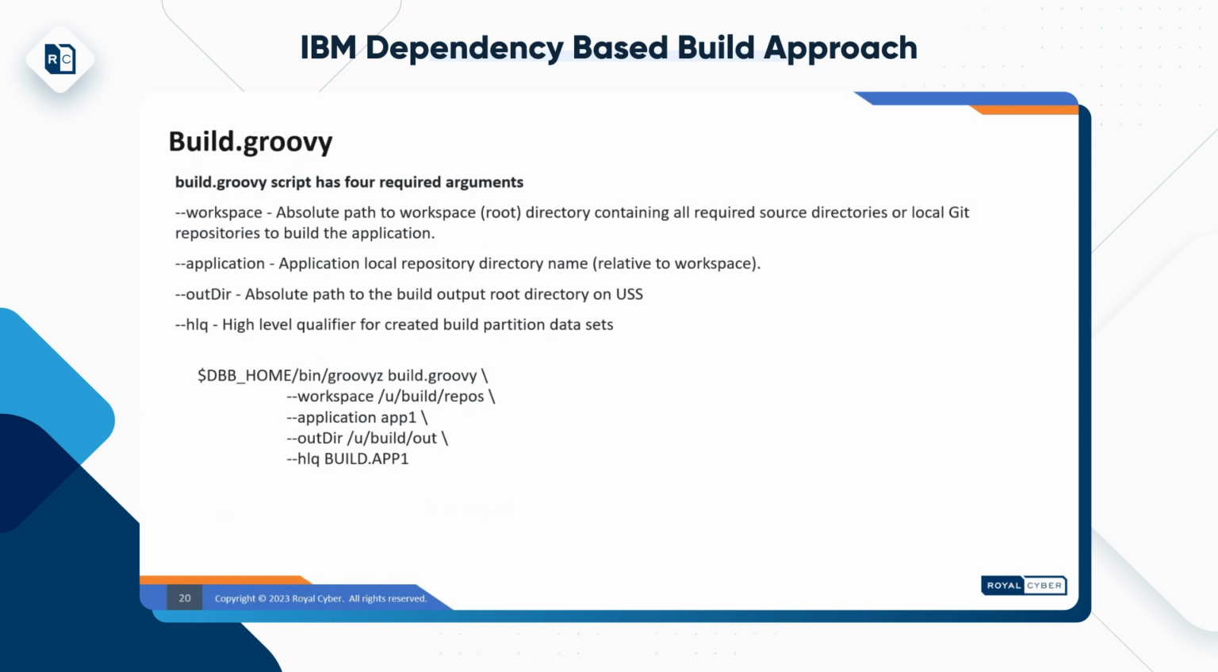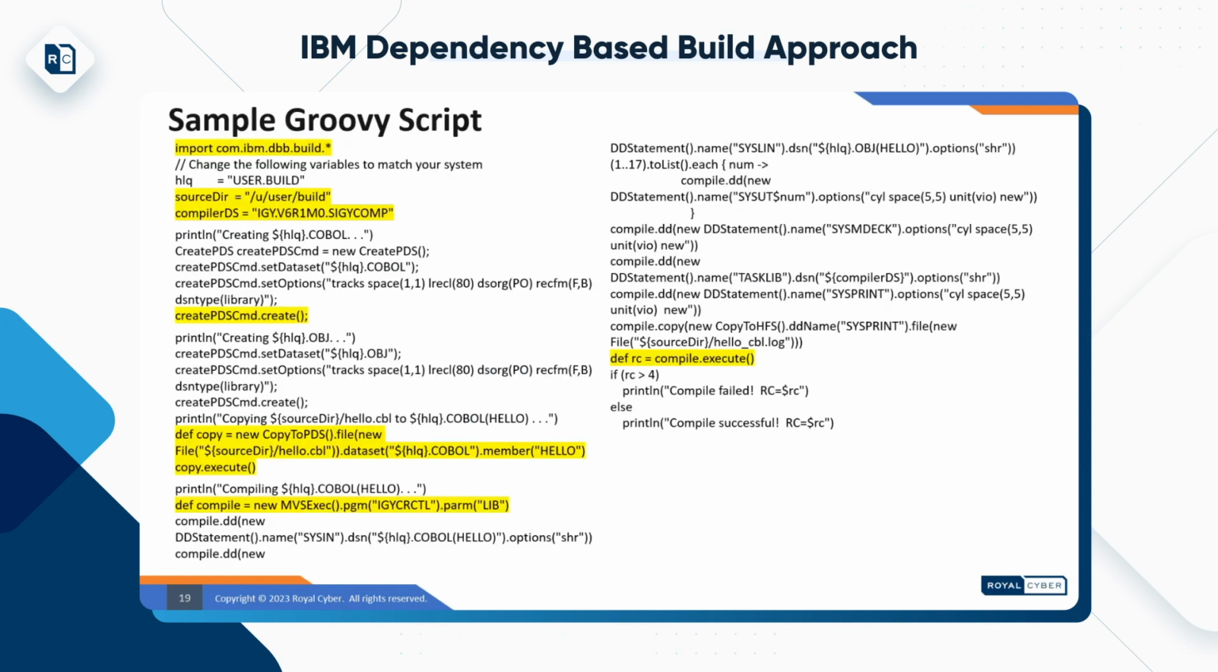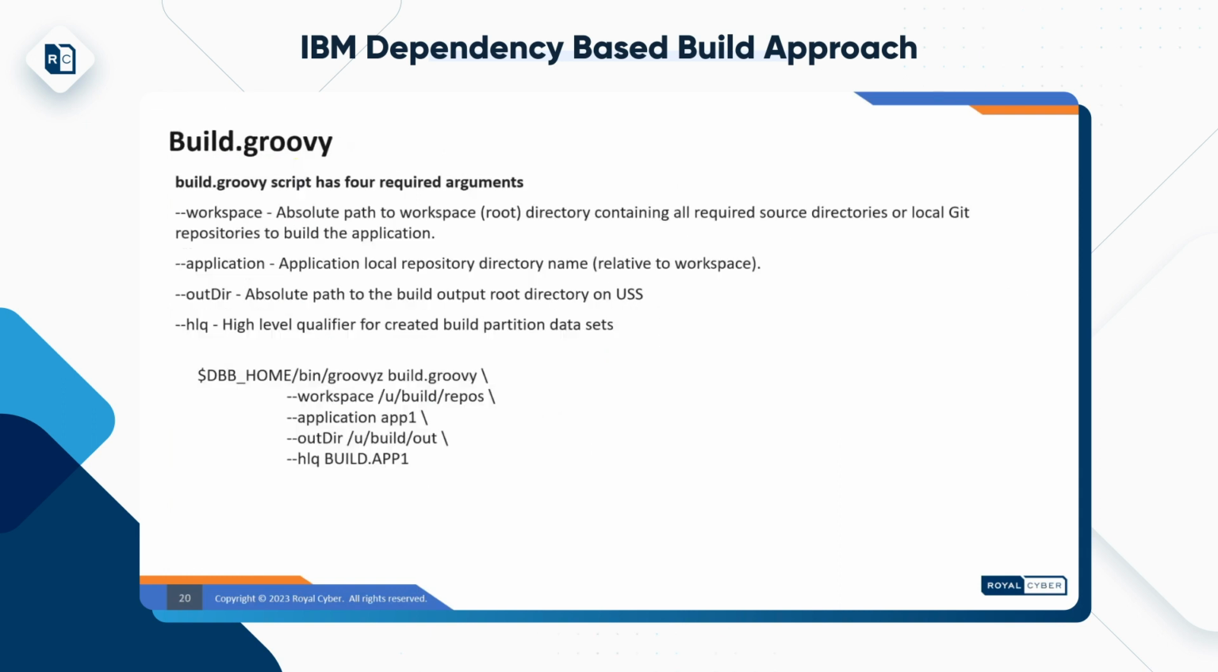So in general, how do I invoke? What is the command required to invoke my Groovy script? This is basically a kind of JCL, how it looks completely. When I want to trigger this DBB script, your Groovy script is actually available in your bin directory.